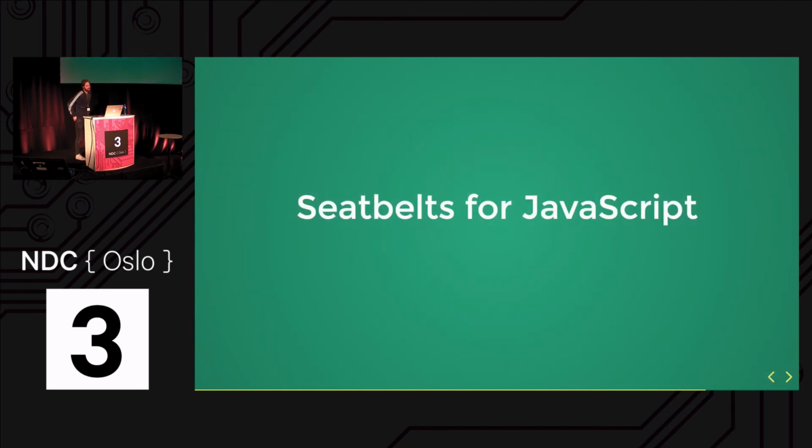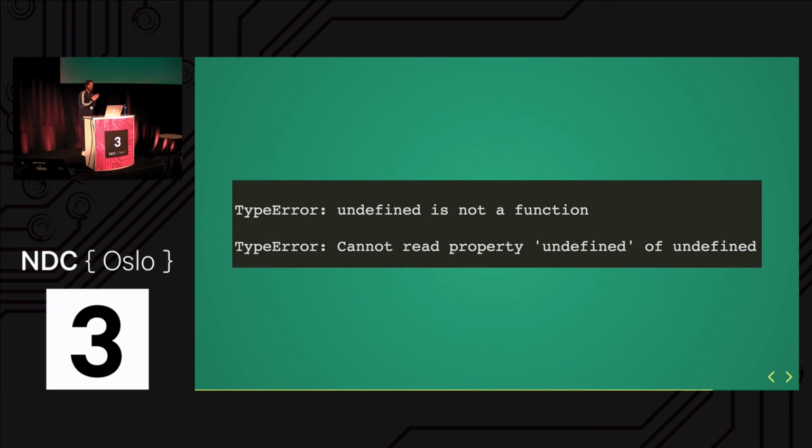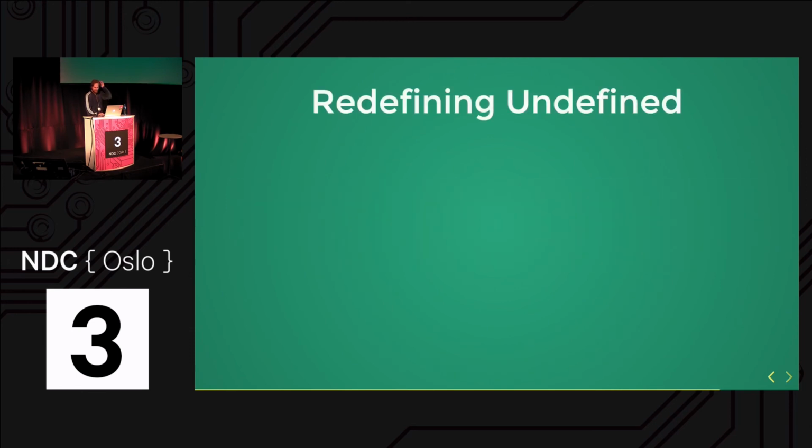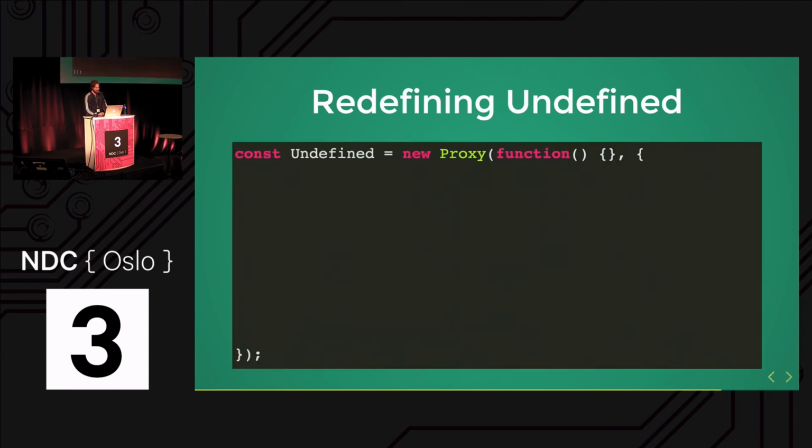So once we figured this out, I figured, why not try to use proxies to solve all of the problems in JavaScript? So I was going to try to fix this. Undefined is not a function and cannot read property undefined of undefined. So I scratched my head a while trying to do this. So I figured, why don't we just redefine what undefined is?